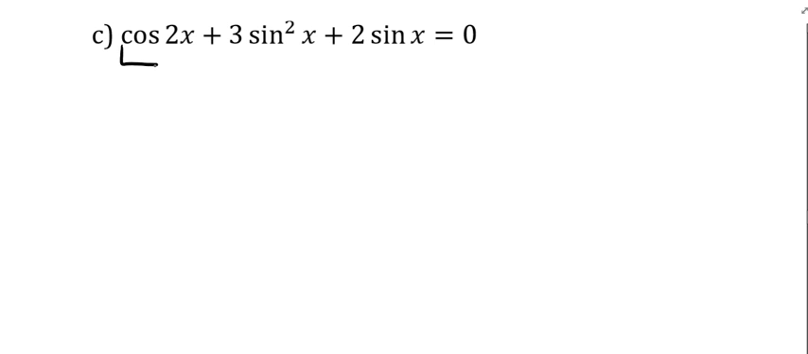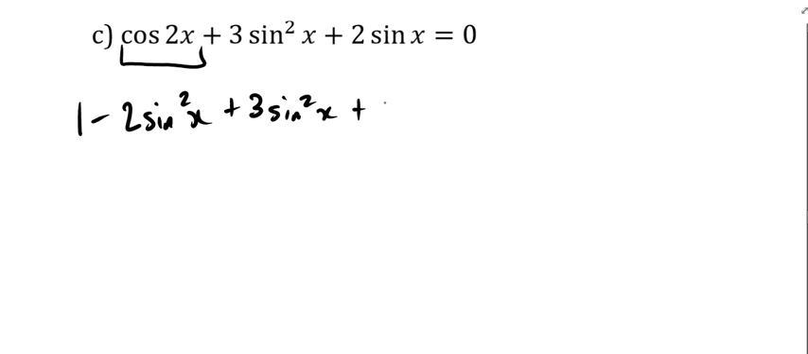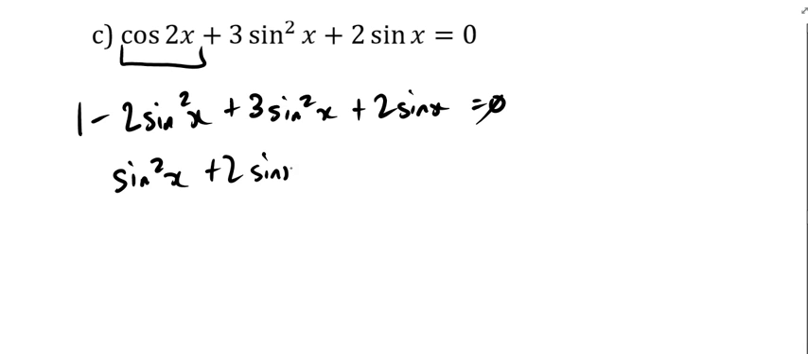So I'm going to take this. Good. And it's 1 minus 2 sine squared. We want to make sure we get the exact right formula. Very good. Good job, John. Good job, everybody. Plus 3 sine squared x plus 2 sine x equals 0. So I'm just going to rearrange things a little bit. 3 sine squared minus 2 sine squared is sine squared x plus 2 sine x plus 1 equals 0.